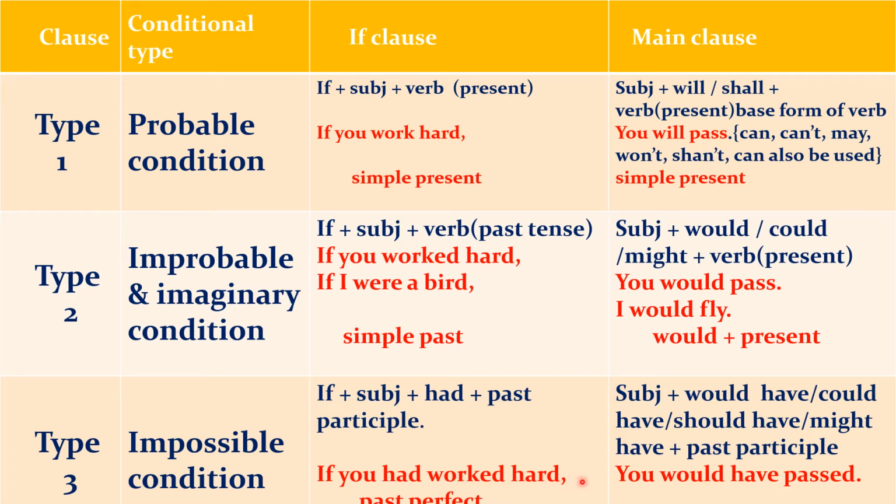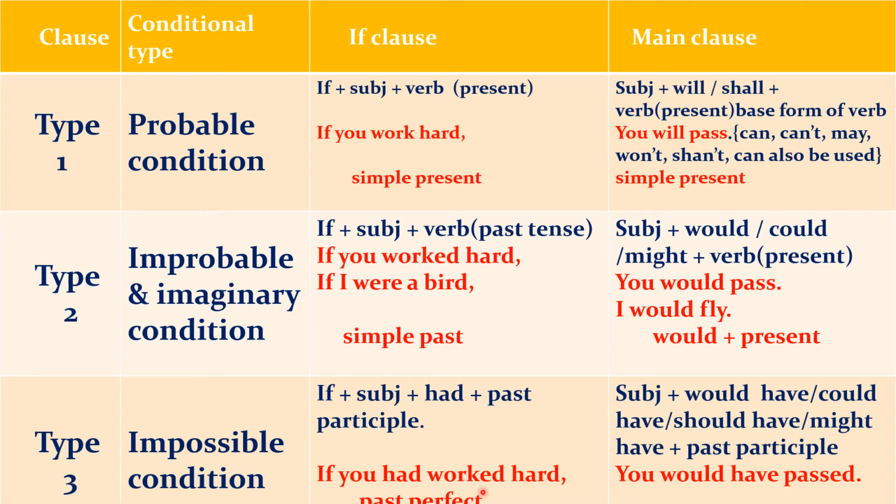And in the main clause, subject plus would have plus past participle. This is the structure of the third type: if plus subject plus had plus past participle in the if clause, and subject plus would have or could have or should have or might have plus past participle in the main clause.